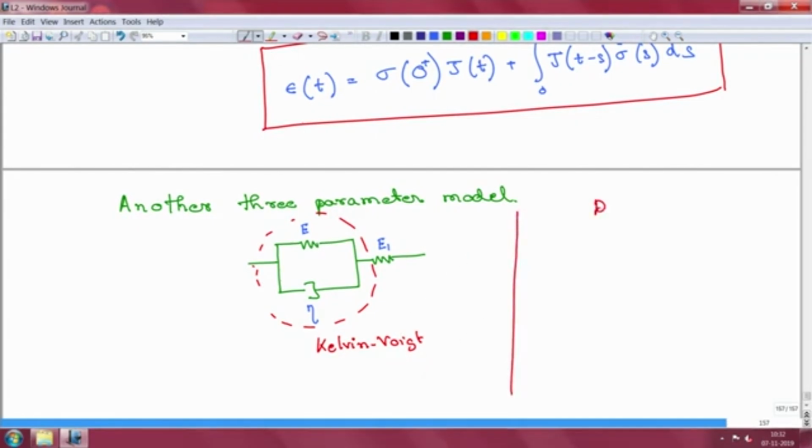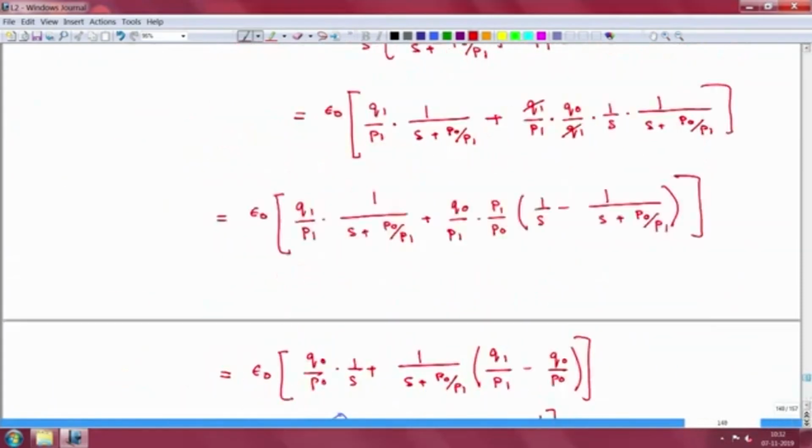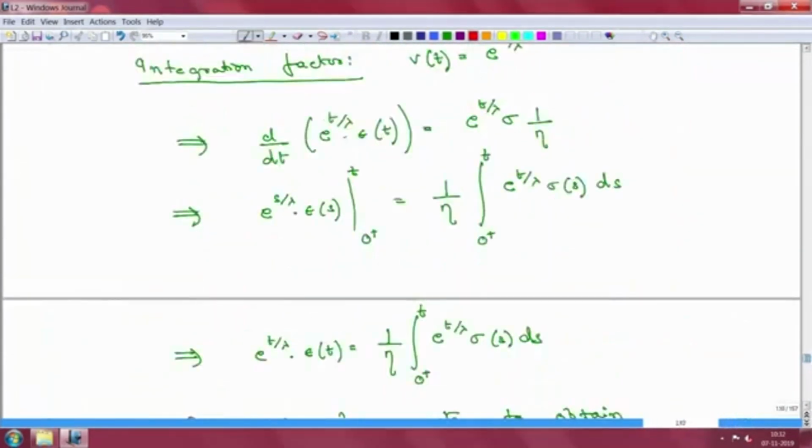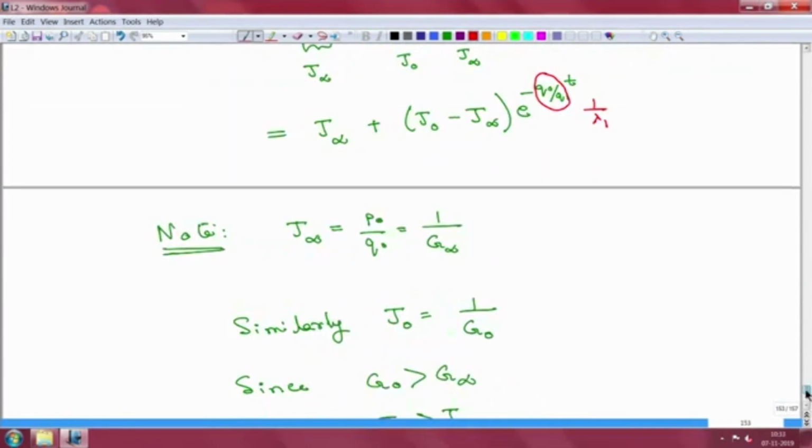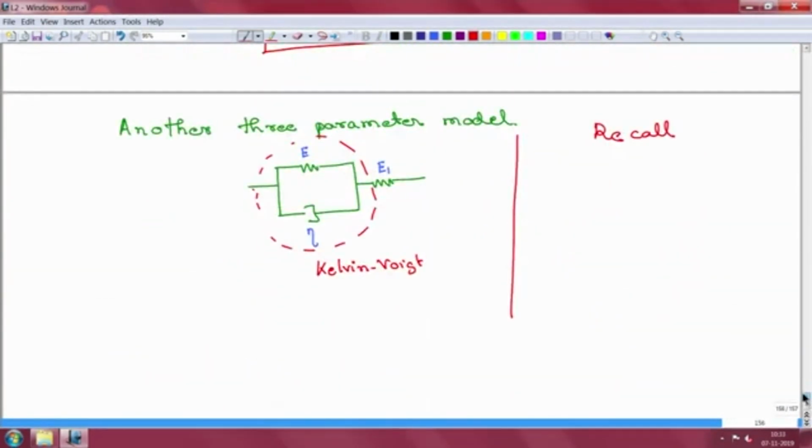So, now let us recall what was the governing equation for the Kelvin Voigt model. Just scroll back to where we were discussing the Kelvin Voigt, and we had gotten this particular expression. Now, just like the previous case where we had introduced the operator D, I can write this as, for the part of the Kelvin Voigt, this expression holds true.